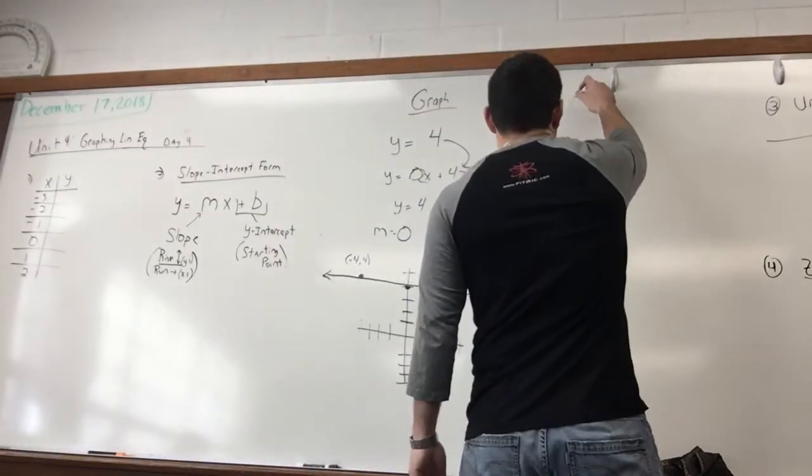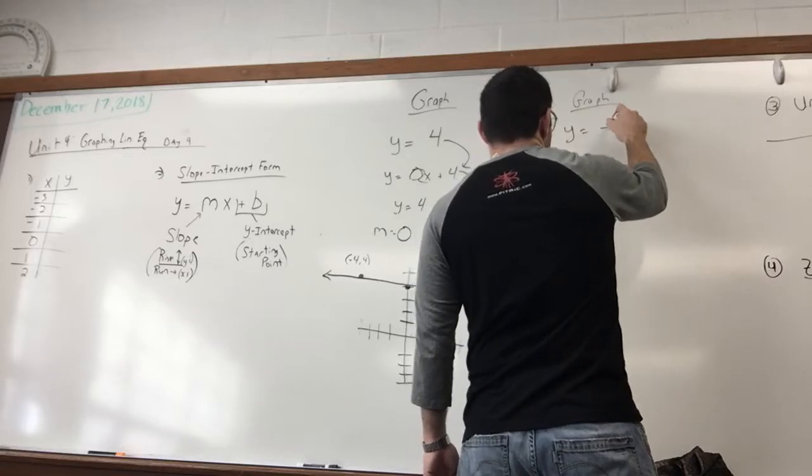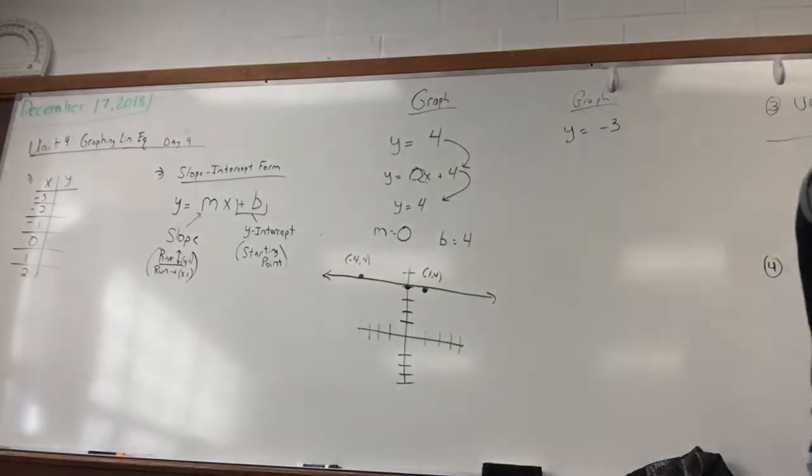So let's try this one. Graph. Do this on your own. y equals -3. Go. This should take no time whatsoever. y equals -3. I still want you to find your m, still want you to find your b, and go from there. When you're done, raise your hand, I'll just come over and get it.